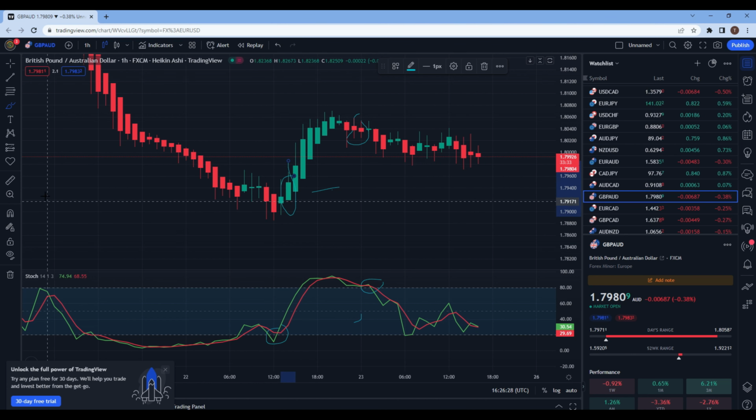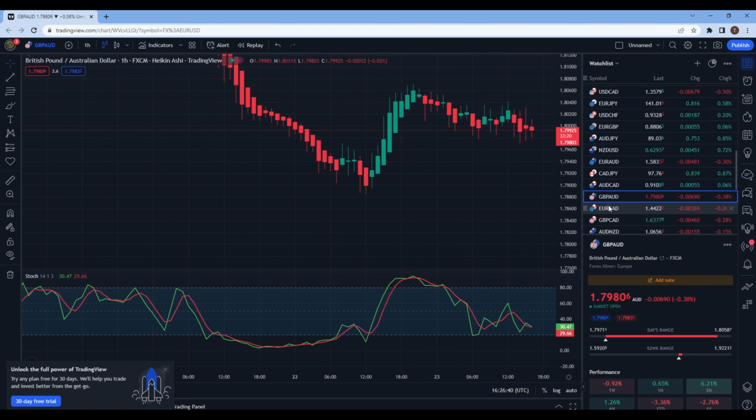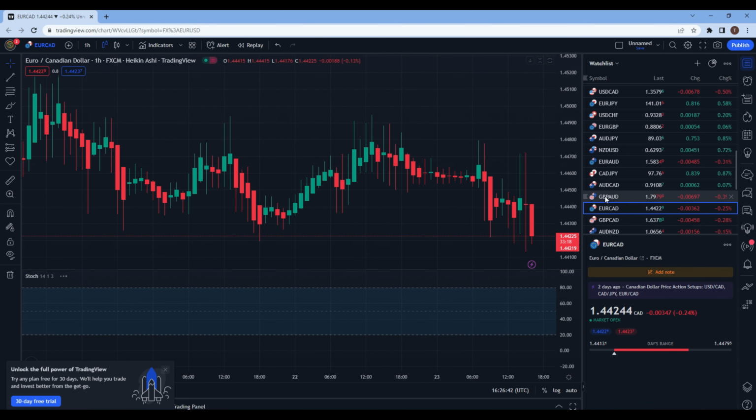Now the new thing, the third thing which I have just realized. Sorry for this one. Let me clear this. Now we have to find the divergences also. Let me show you if we see another pair.